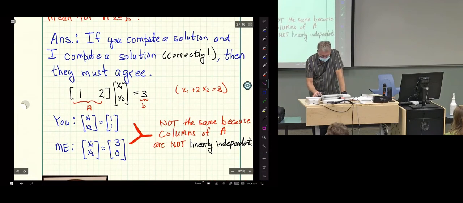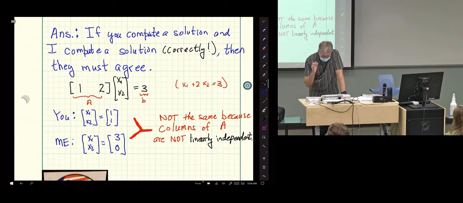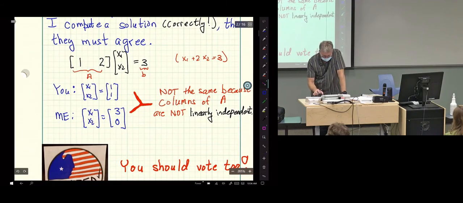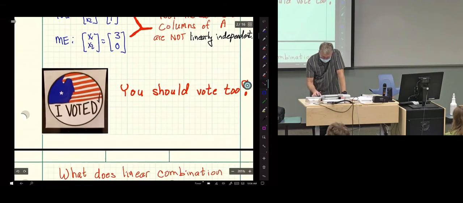So why is linear independence important? Because it's exactly tied to the question of uniqueness of solutions of AX equals B.